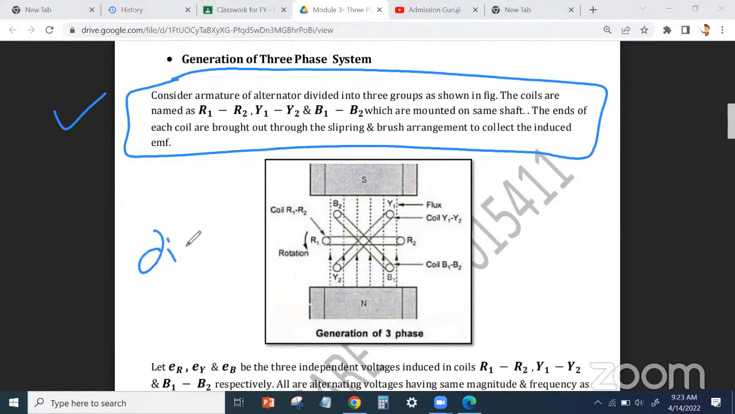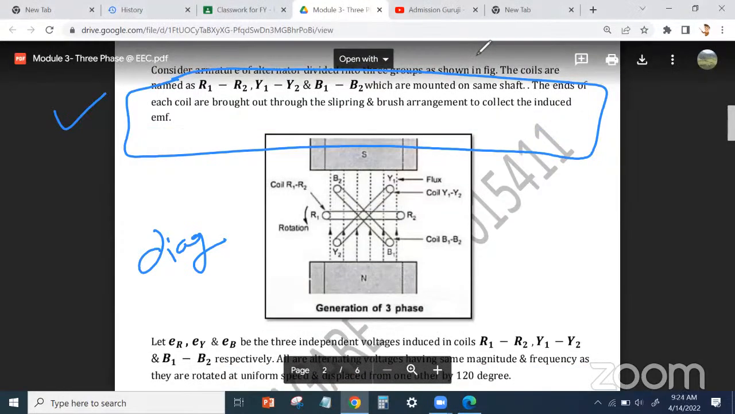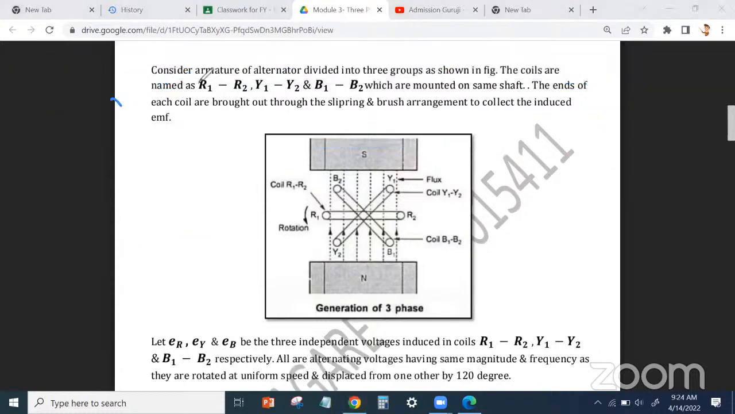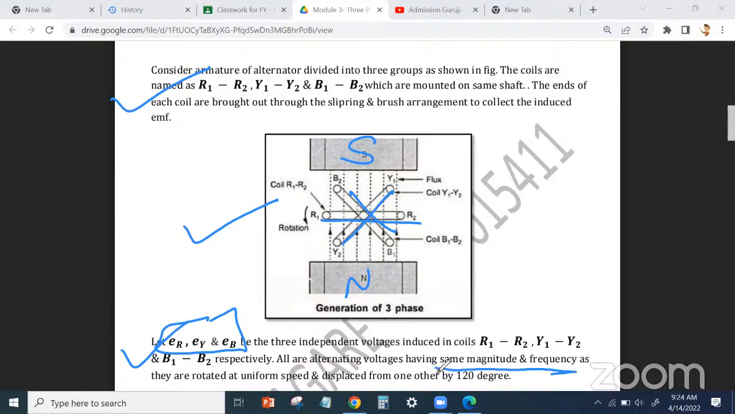Then draw this diagram, and then write down this point. तो ये point भी लिखना. Which one? This one. नीचे वाला. So in the exam, if they ask you what is the generation of the three-phase supply, first, second, and third, तीनों लिखना. So we have south pole, north pole, three coils. It gets rotated, and due to the rotation, it will generate three supplies, three EMFs, ER, EY, EB. तीनों का क्या same है? Magnitude same है and frequency same. Which one is different? That is the phase, 120 degree.